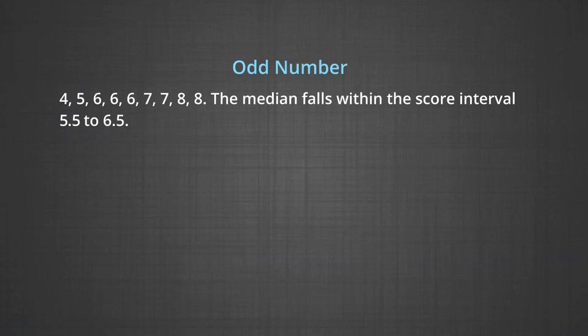Dear students, I am going to show you the calculation of median when there are an odd number of cases. Example, when there are an odd number of scores, the solution proceeds in the same manner as above. Suppose a distribution contains the following 9 scores: 4, 5, 6, 6, 6, 7, 7, 8, and 8. The median falls within the score interval 5.5 to 6.5. In the diagram shown in figure 2, the scores occupying the space on the scale of measurement between their real limits have been shown.